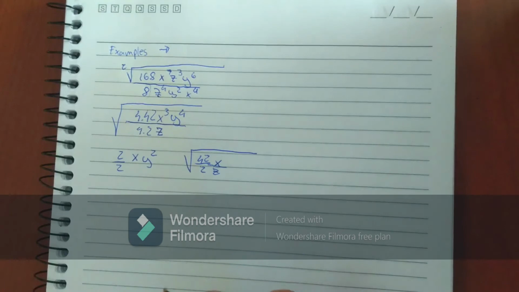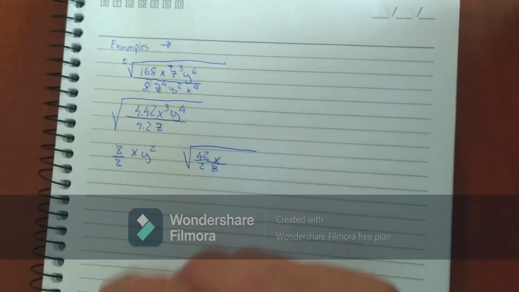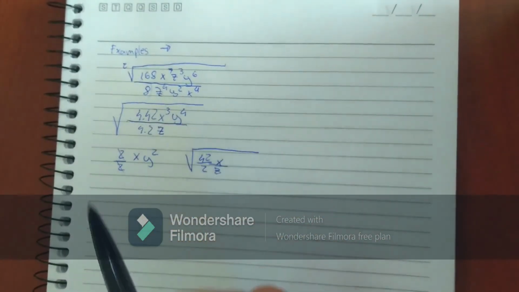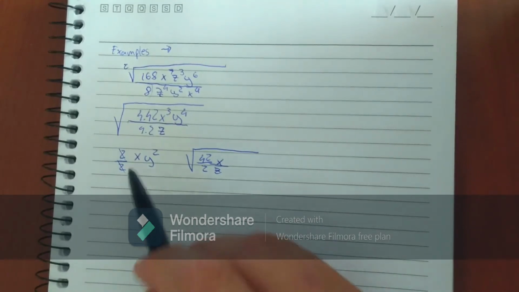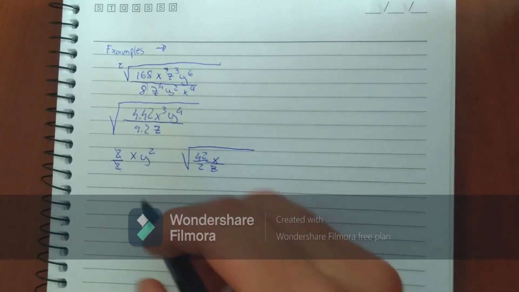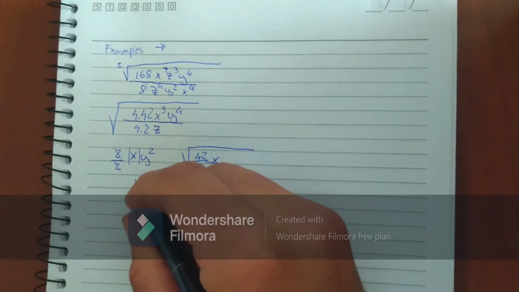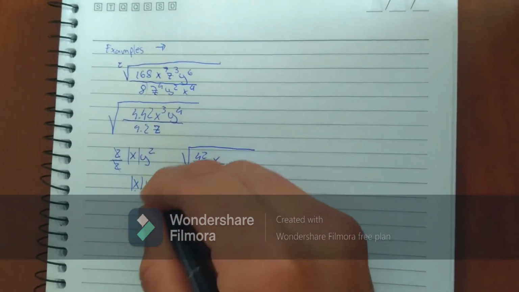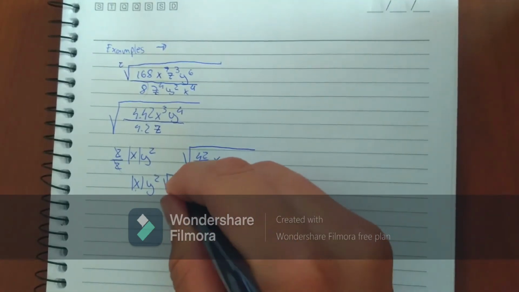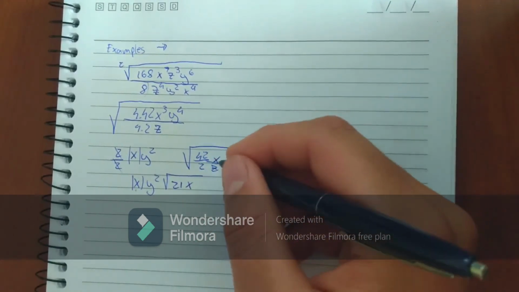Now we can continue our simplification, so 2 over 2 is just 1, which is unimportant. This x, since this is an even root, and outside, after our simplification, it became an odd power, it's 1, you have to keep this in absolute value. So this will get us the absolute value of x, y squared, root of 42 divided by 2 is 21, x, and then 1 over z will get us z to the negative 1.